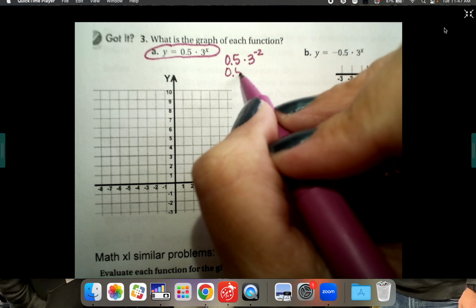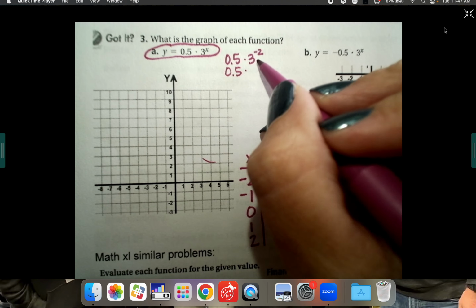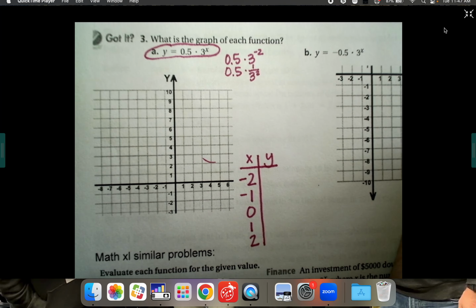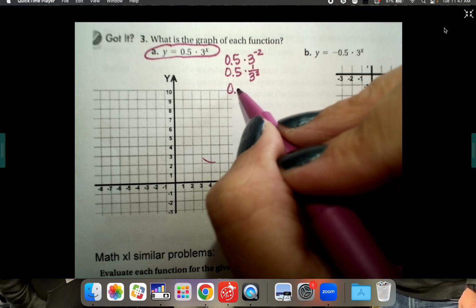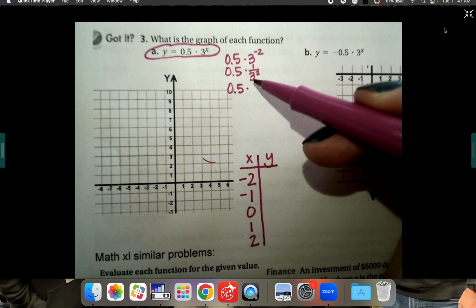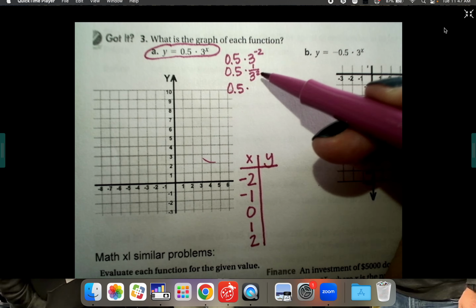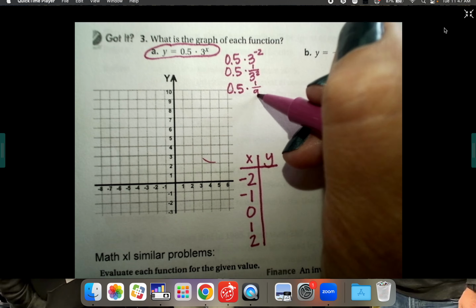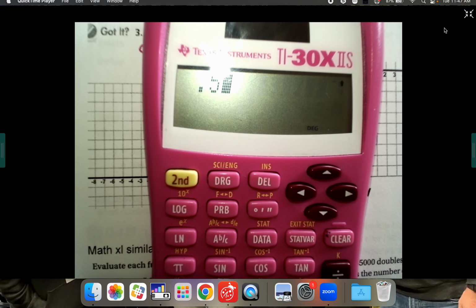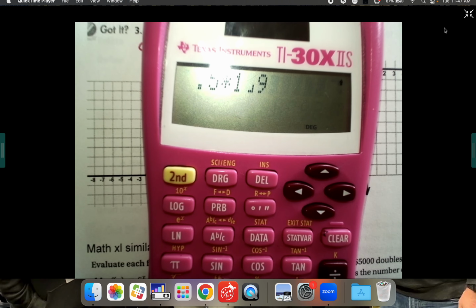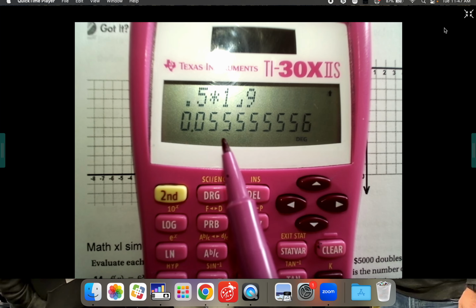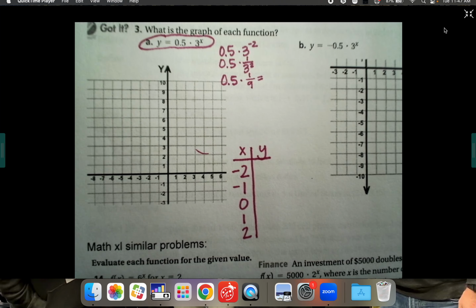So remember, you can't have a negative exponent. It's going to flip to the bottom under a 1, and now it's going to be positive. So this is the same thing as saying 0.5 times 1 over 3 squared, which is 1/9. So I'm going to put that in my calculator. 0.5 times 1/9. That's really tiny. 0.0, I'm going to call that 56. 0.056.